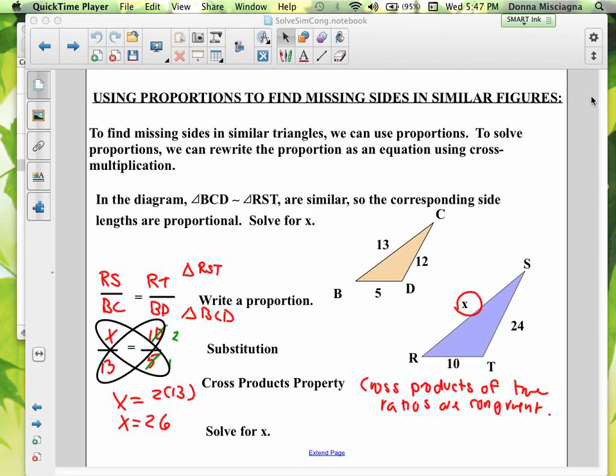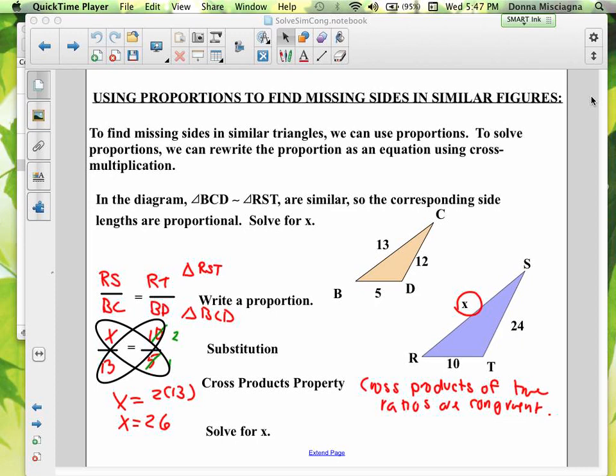So in the diagram here, we have triangle BCD similar to triangle RST. Because they're similar, the corresponding side lengths have to be in proportion to one another. Well, if you're in proportion, that means we can use a proportion to solve for a missing side. And actually, we're going to be using proportions to solve all of the problems involving similarity. We have a couple congruence problems in here. We won't be using proportions for those. But all the ones involving similarity, absolutely, we'll be using proportions.